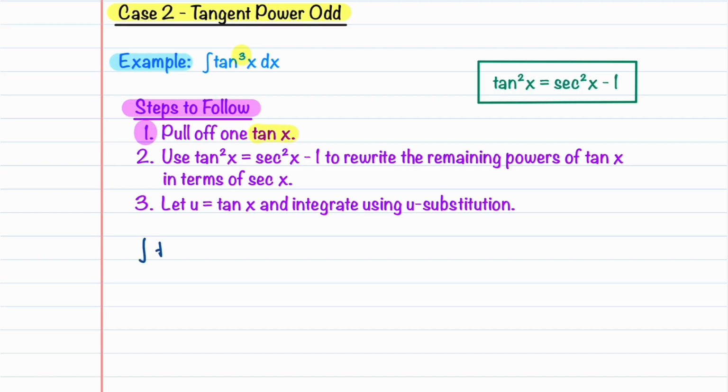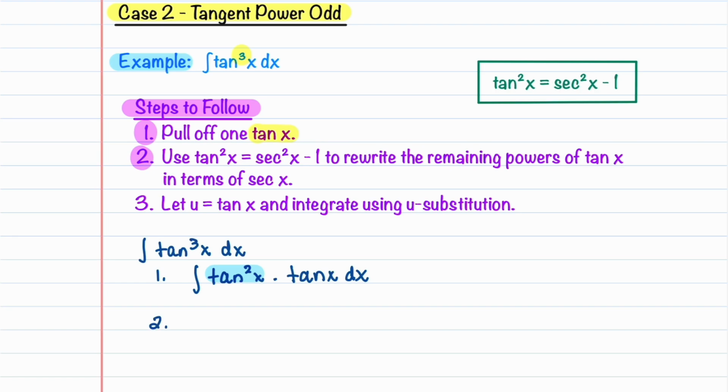We have the integral tangent cubed x dx. So our first step is to rewrite this, pull off one tangent x, so that leaves us with tangent squared x times tangent x dx. The reason that we're doing this is this leaves an even power of tangent, and we can rewrite that in terms of secant squared, and the derivative of tangent is secant squared. I wrote that up here in step 2, and that's what we're going to do now.